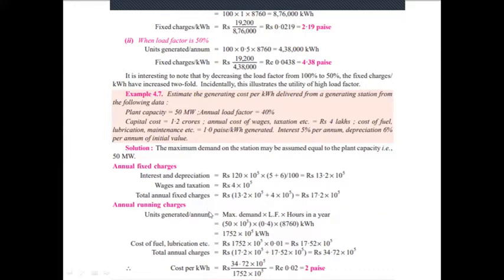Here, how do you calculate kilowatt hour generated? That is from the data of the load factor. Since load factor is given, annual load factor is equal to 40%.